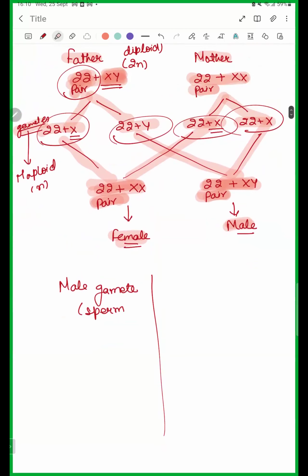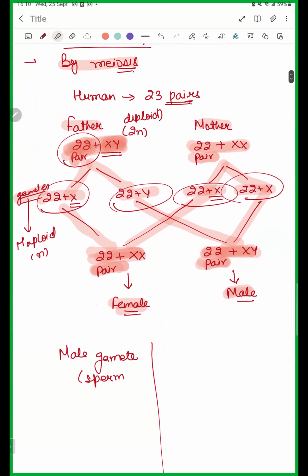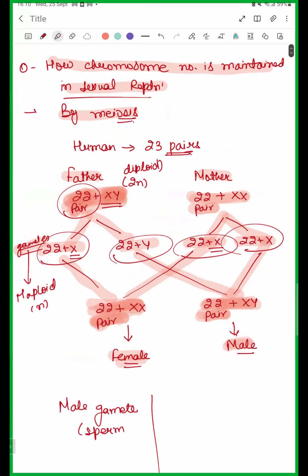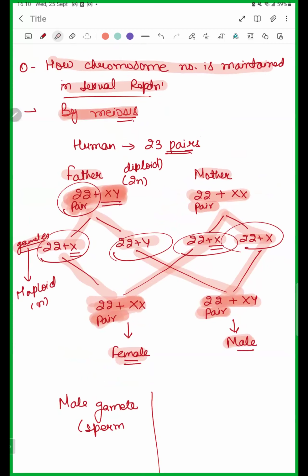So there is an equal contribution from both the parents. Both the parents provide 23 chromosomes, and this is how the chromosome number is retained. You see, the parents have 46 chromosomes in total, and so does the offspring. Again, they have 46 chromosomes. In all the species, all the organisms, this chromosome number is retained. In sexual reproduction, it happens with the help of meiosis, because the gametes contain half the number of chromosomes.